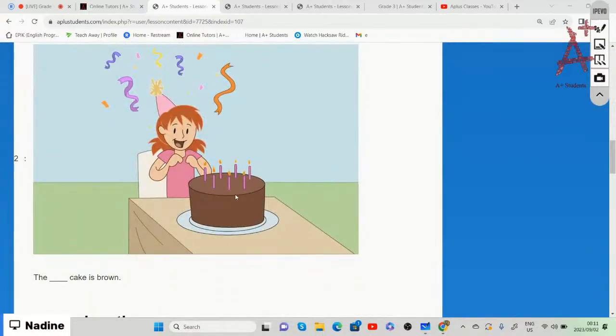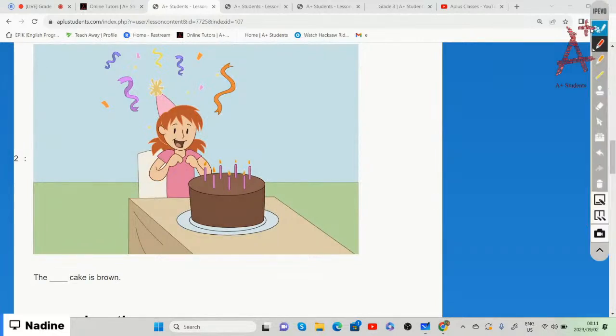All right, so if we look at the next picture, this is a girl, right? And now they're saying the cake is brown. So whose cake is brown? It's the girl's cake is brown, which means that we are going to say the girl apostrophe s. So the girl's cake is brown.